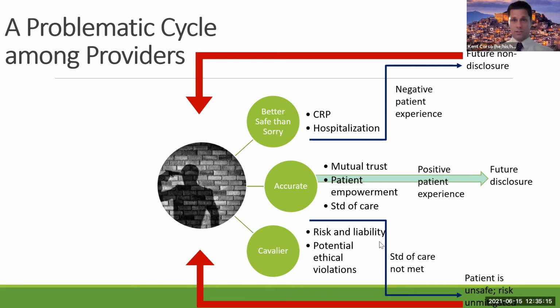So there are obvious problems with that, even though I think we can all appreciate the challenges of rural medicine and we can understand some of that sentiment. But at the end of the day, we are potentially violating our own ethics. We're not meeting the standard of care. We're not meeting the evidence-based literature. None of that risk is mitigated. The patient remains unsafe. So follow that red arrow back up here. We're maintaining the risk.